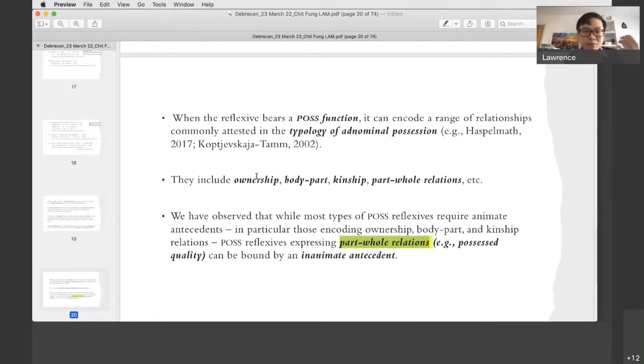But of course, if the possession is about ownership, body part or kinship, then the possessor would have to be animate. This is how I see it, in the context of the typology of nominal possession. And that's how we bring it into the modeling as well, to my IFG modeling as well.